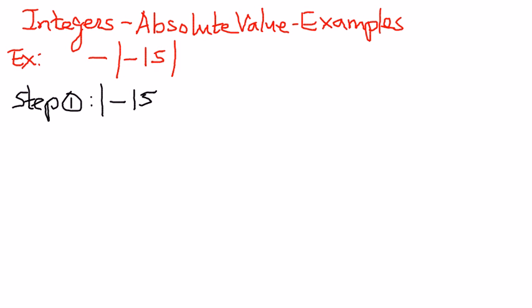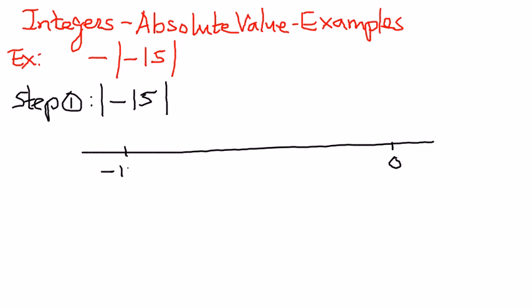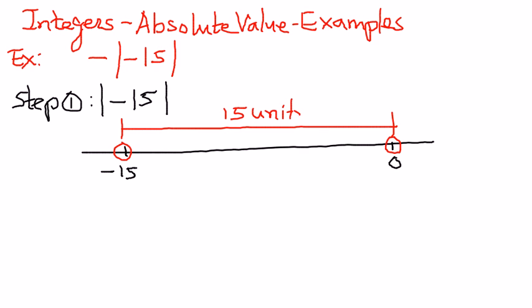To simplify the absolute value of negative 15, we're going to draw the number line, and on the number line we're going to represent the 0 or the origin, and on the left hand side of the origin, we're going to represent the number we are interested in, which is negative 15. So 0 is there, negative 15 is right there, and therefore the distance between negative 15 and 0 is 15 units. The distance is always measured in terms of a positive number, not a negative number, and therefore as step number 2, we're going to come back and say the absolute value of the number negative 15 is 15 units.